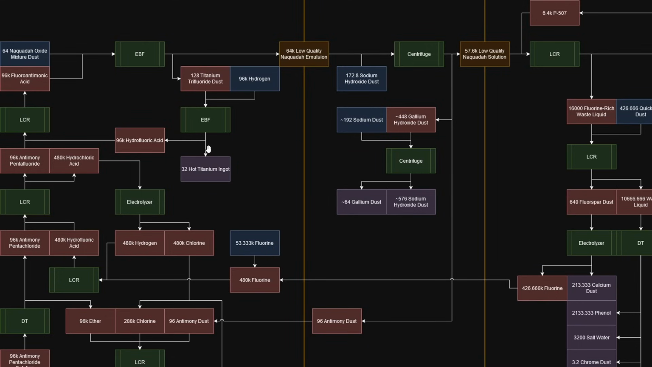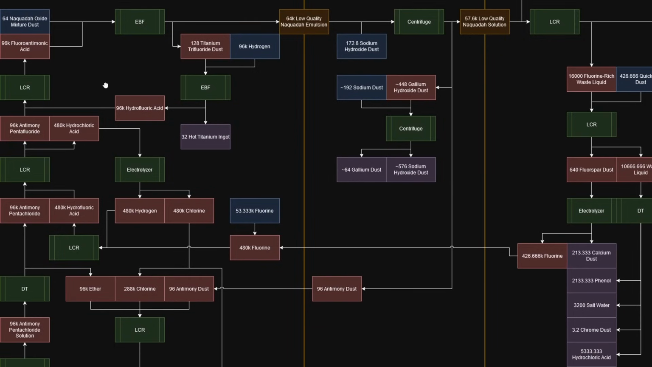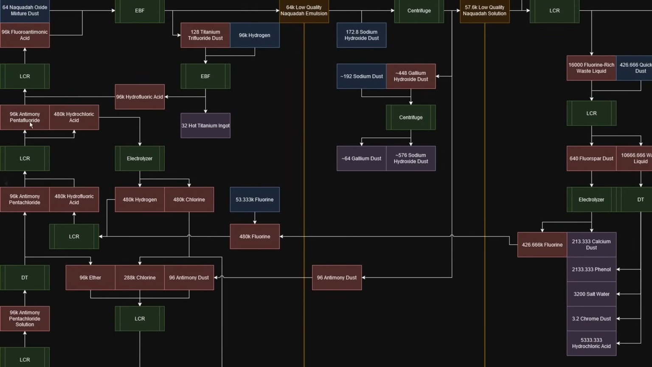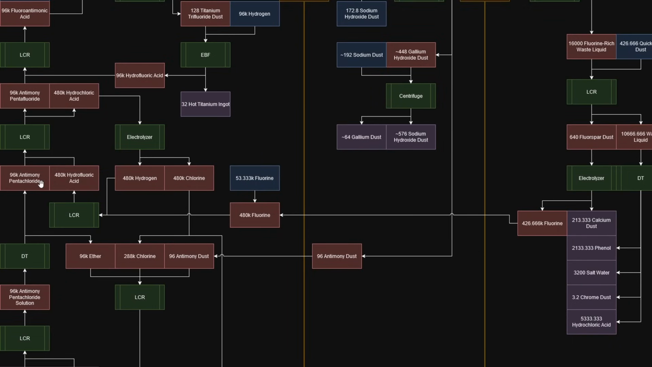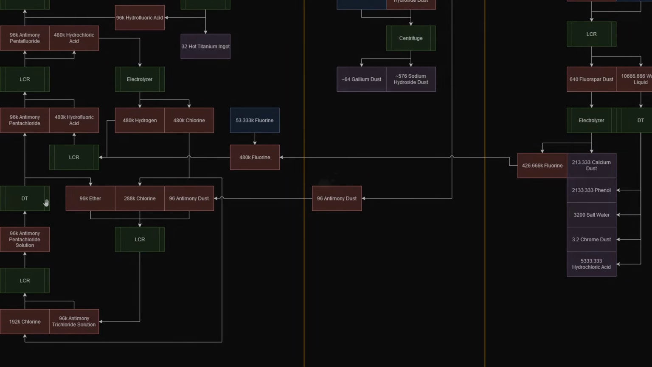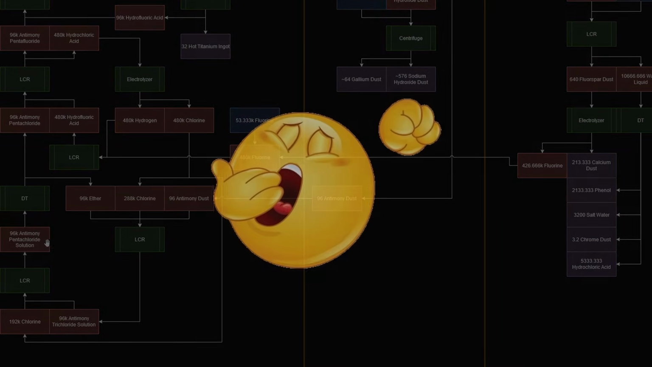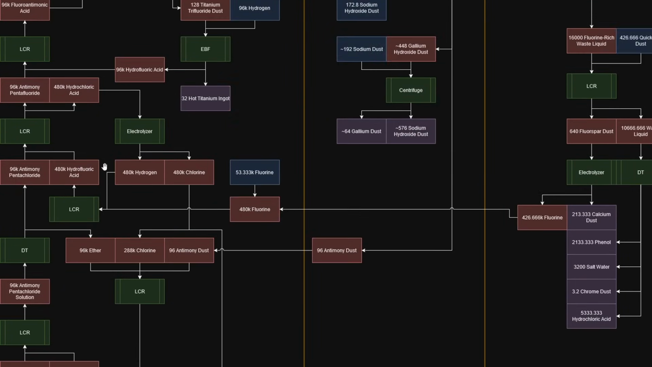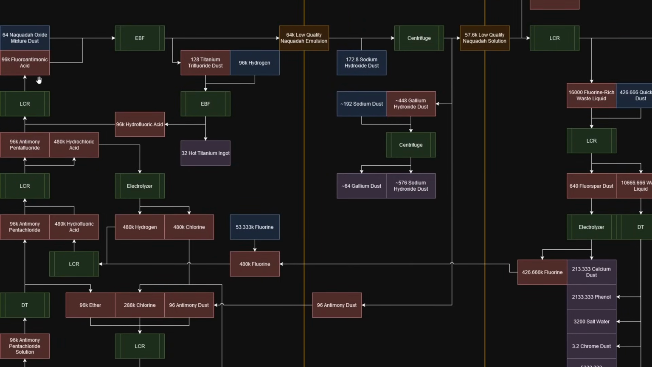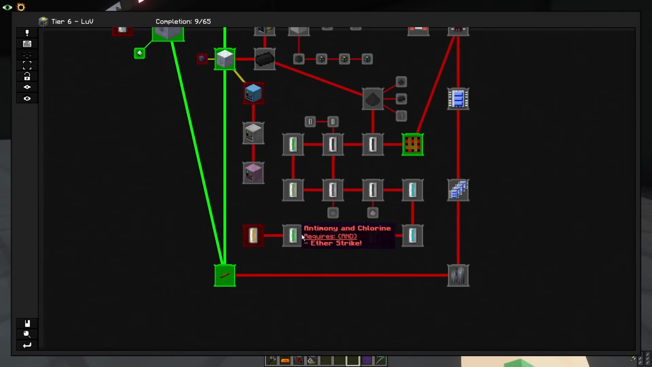We get titanium. We also get some hydrofluoric acid, and that is used in making fluoroantimonic acid, which is hydrofluoric acid plus antimony pentafluoride. Antimony pentafluoride we get from antimony pentachloride and hydrofluoric acid, and the pentachloride we get from distilling antimony pentachloride solution, which we get from an LCR. Very long 4-5 step process to make fluoroantimonic acid, but luckily that is exactly what's covered in these quests.